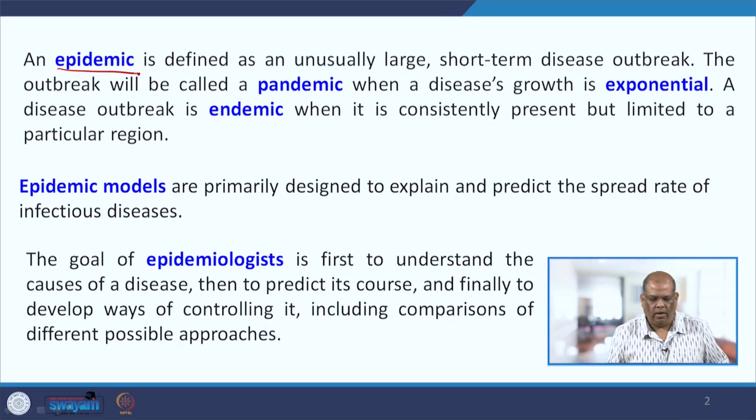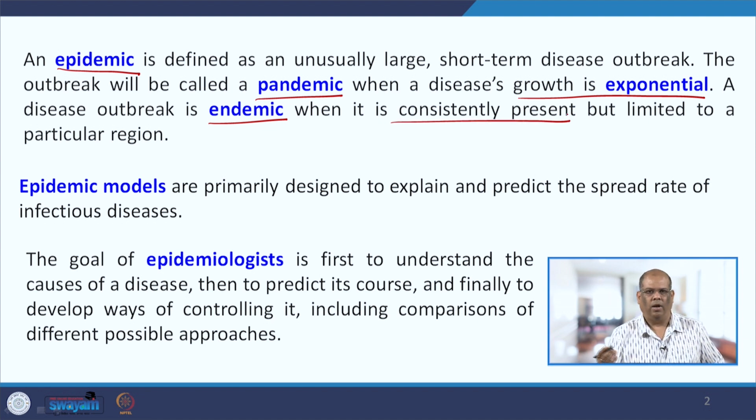An epidemic is usually defined as a large, short-term disease outbreak, and the outbreak will be called a pandemic if the disease growth is exponential, and it will be called endemic if it is consistently present but limited to a particular region. For a pandemic, you can recall COVID-19, and for endemic, you can recall malaria, cholera, etc. These epidemic models are primarily designed to explain and predict the spread of the disease and how you can control it.